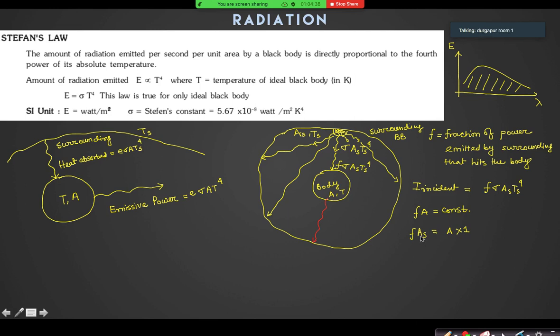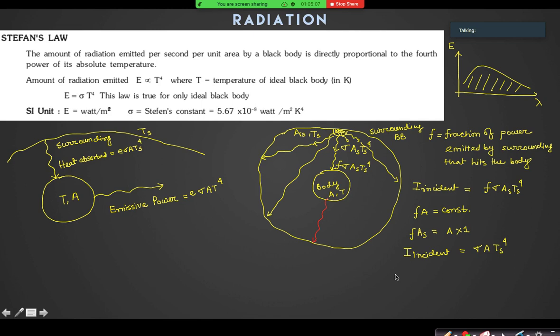So I can say that the incident intensity is equal to F into AS. Can I replace it by A? So it is sigma into A Ts power 4. Yes or no? Can you see that?